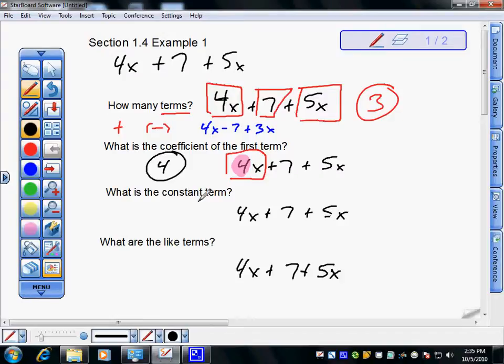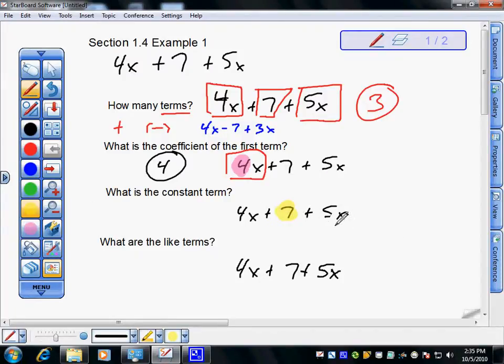So what is the constant term? Well, the constant term is the piece that will not vary based on the value that's placed in for the x. So if x was to be 1, this would be 4 plus 7 plus 5. If x happens to be 2, this would turn into an 8. This remains constant at 7 because regardless of the value we plug in for x, the 7 remains constant. So that is known as the constant term of the expression.